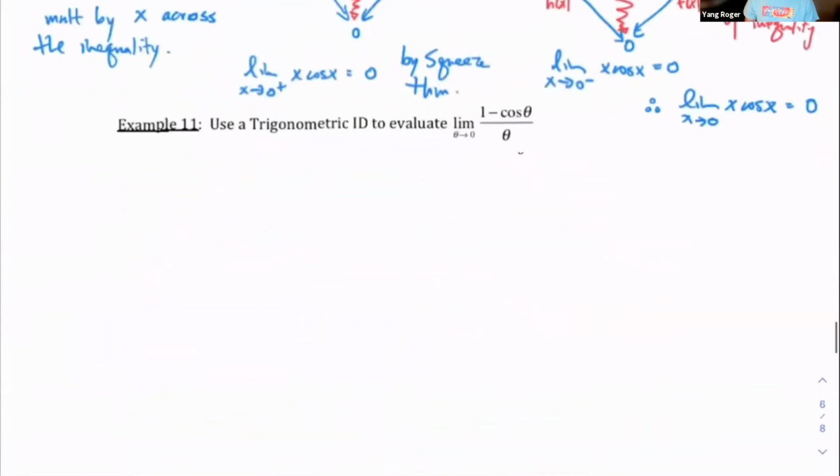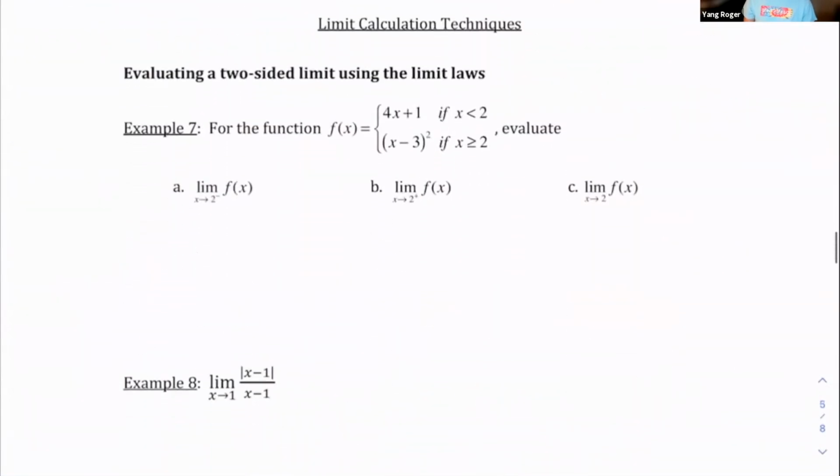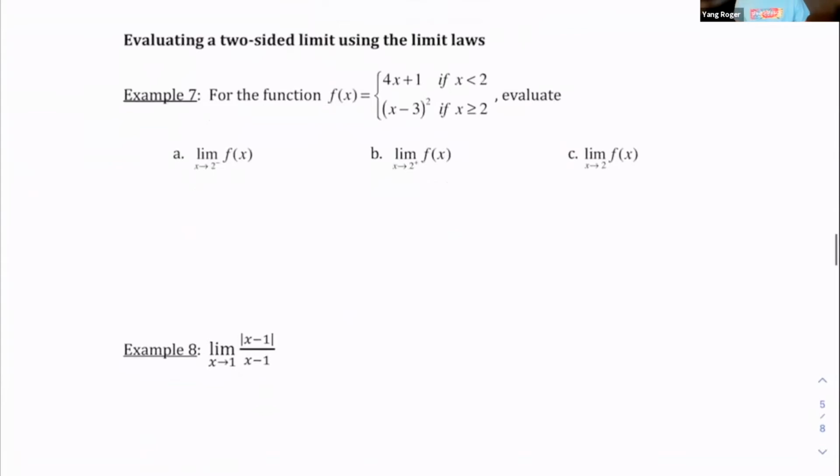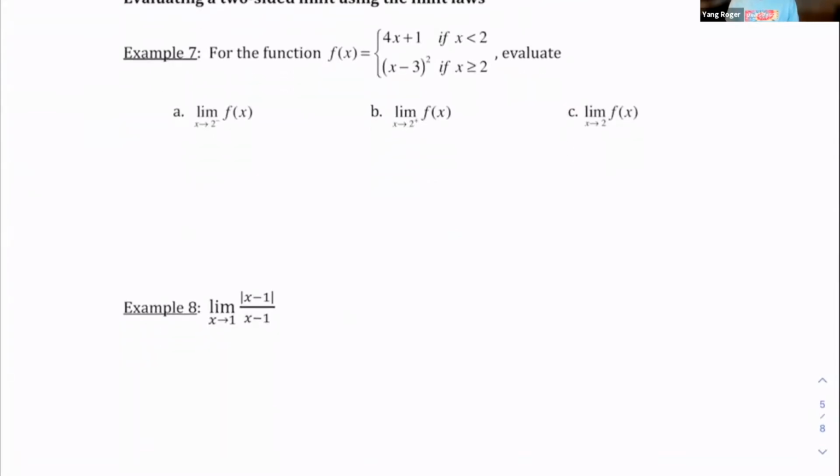So let's take a look at these piecewise defined functions over here. Okay. So when we have this piecewise defined function, remember our function is defined differently on different pieces. So what this example 7 is about is really about, are you using the right definition of f when you evaluate the two one-sided limits?